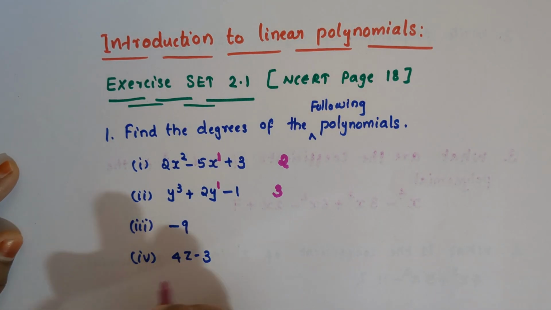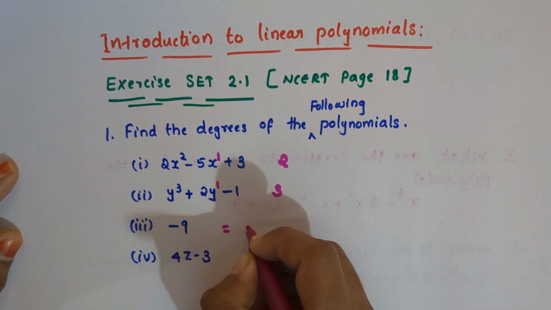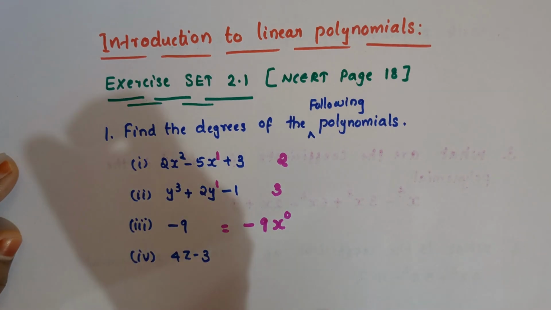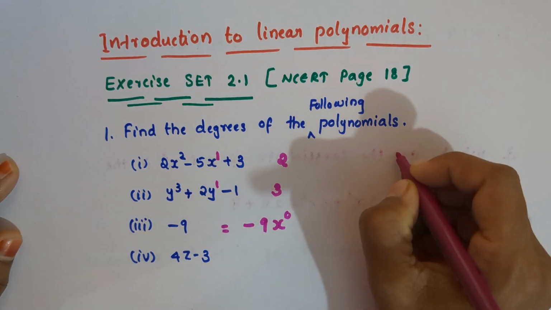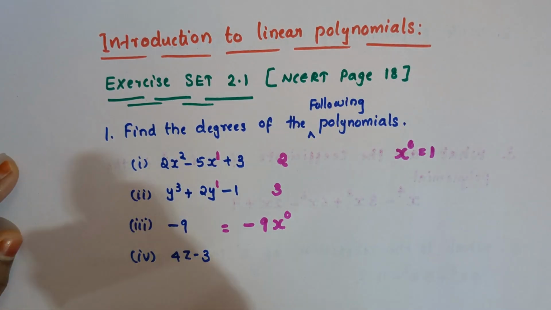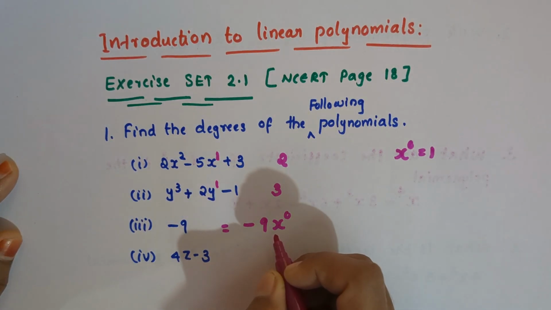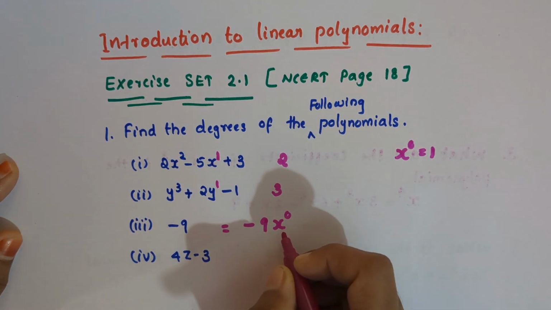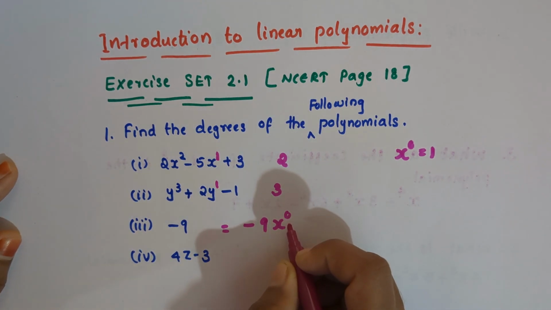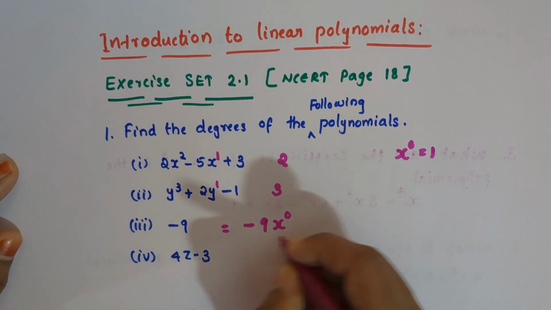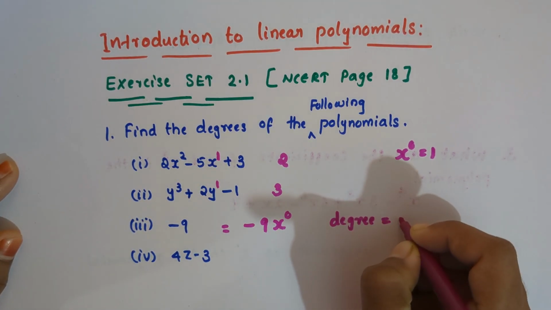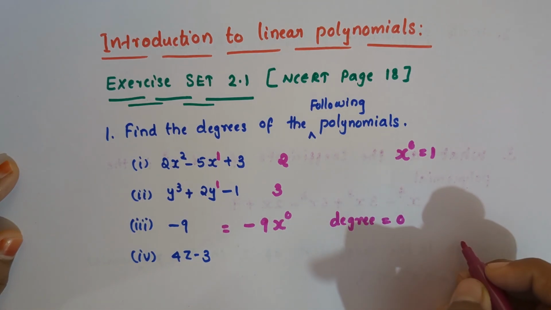And what about this minus 9? Minus 9 can be written as minus 9 into x raised to 0, because any value raised to 0 is 1. So x raised to 0 is equal to 1, and 1 into minus 9 is minus 9. So here the variable is x, its power is 0, so the highest power is 0 here. So this minus 9 is actually a constant and its degree is 0.